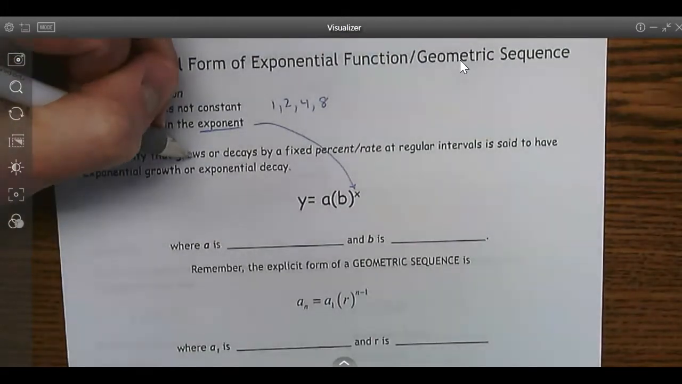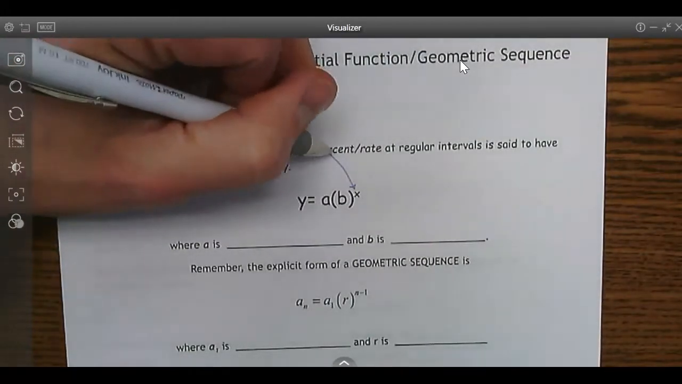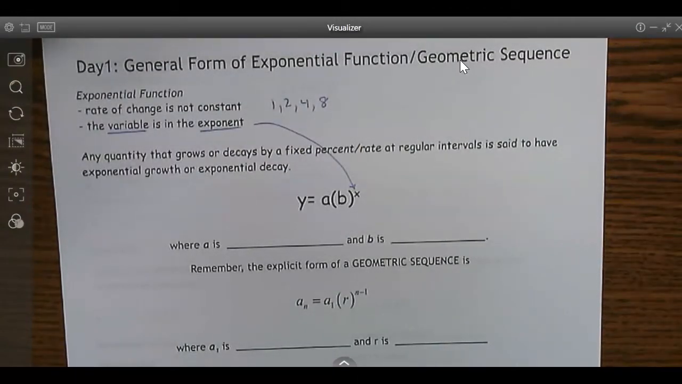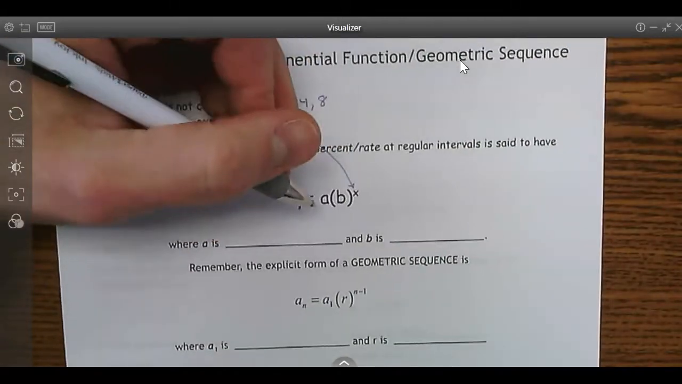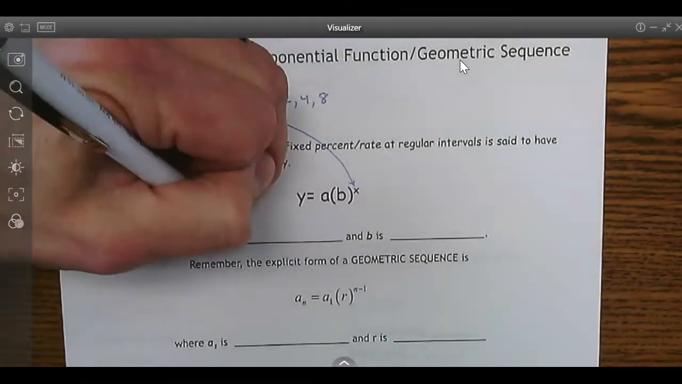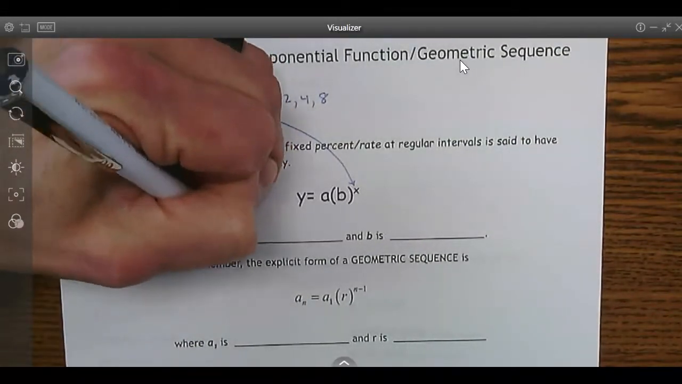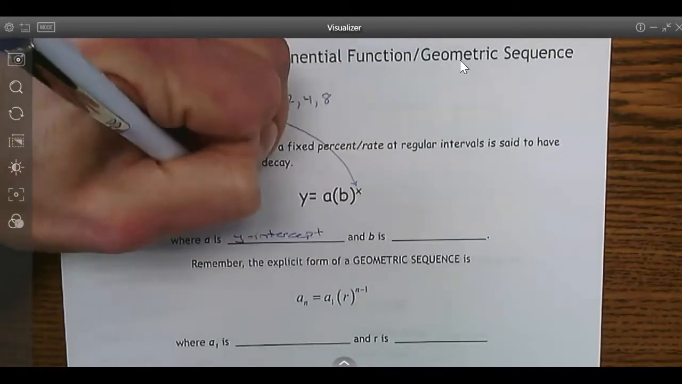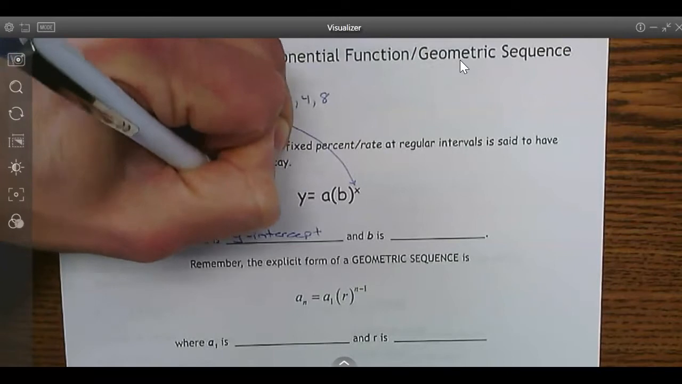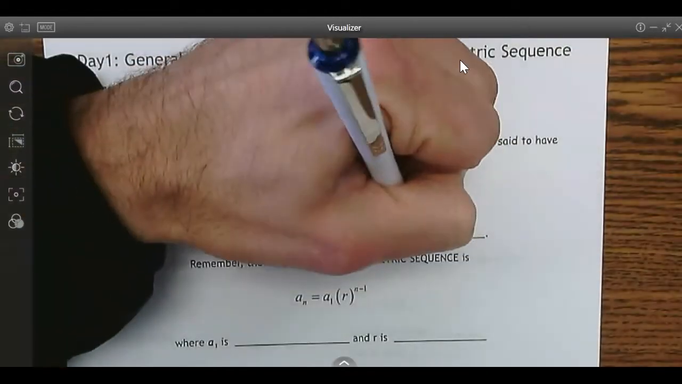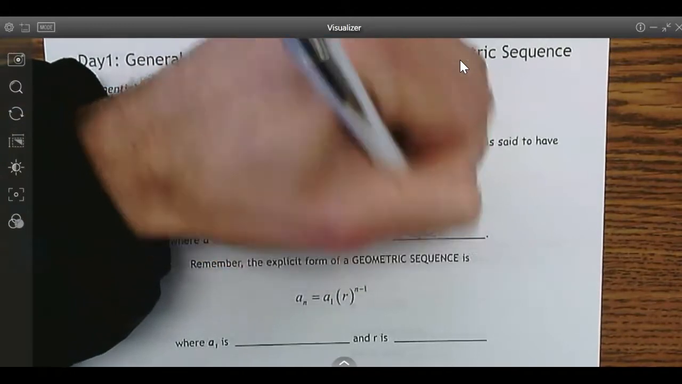Any quantity that grows or decays by a fixed percent or rate at regular intervals is said to have exponential growth or exponential decay. So A, now you should be filling this out on your paper as we go along here, A is the y-intercept. You can think of it as the initial value. And B is your rate or your base.